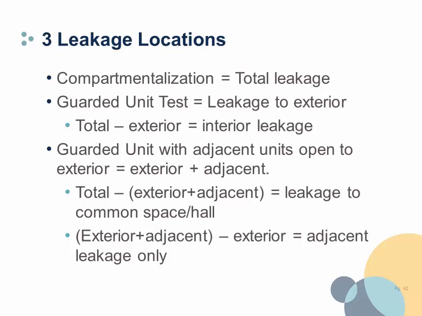The guarded unit test with the adjacent unit windows open gives us exterior plus adjacent. Total minus exterior plus adjacent gives you leakage just to the common space or hall, and exterior plus adjacent minus the exterior leakage gives you just adjacent leakage only.